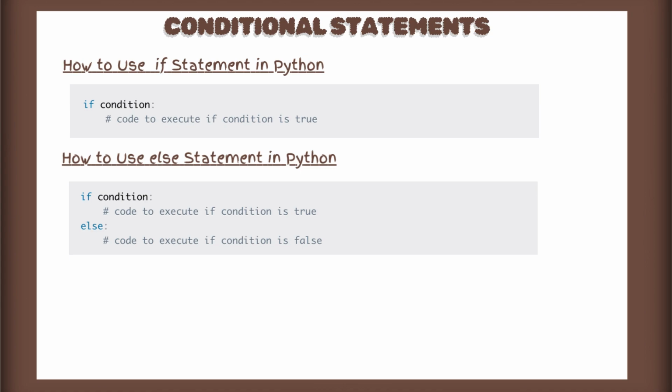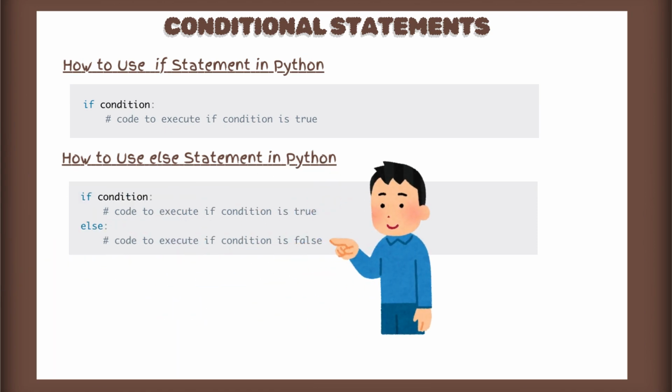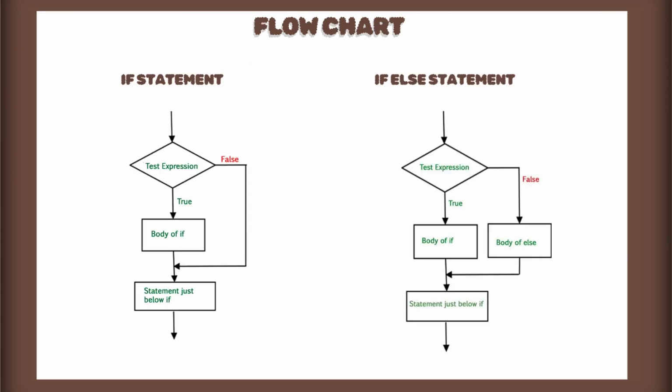The block of code following the else statement in Python is executed when the condition present in the if statement is false. Before you start practicing if-else in Python, please have a look at the if and if-else flowcharts, which will make it easy for you to understand the if-else programs.